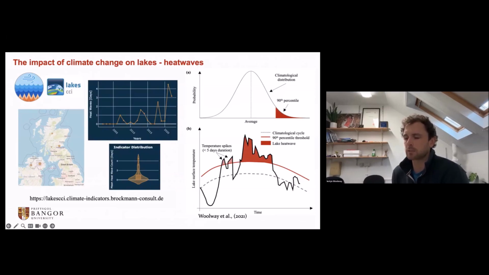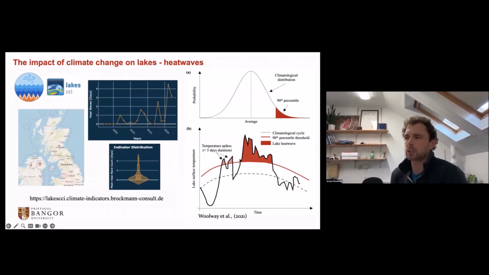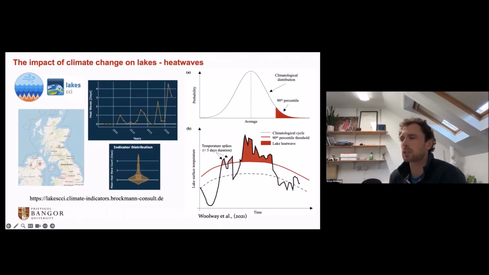Now, heat waves in lakes are defined as when the surface temperature exceeds the 90th percentile during the historical baseline for a sustained period of time, 5 days or longer. This is shown in panels A and B here. So in panel A, we have a probability distribution. The 90th percentile is shown on the right-hand side. So when temperatures in lakes exceed that 90th percentile for 5 days, they're defined as a lake heat wave.